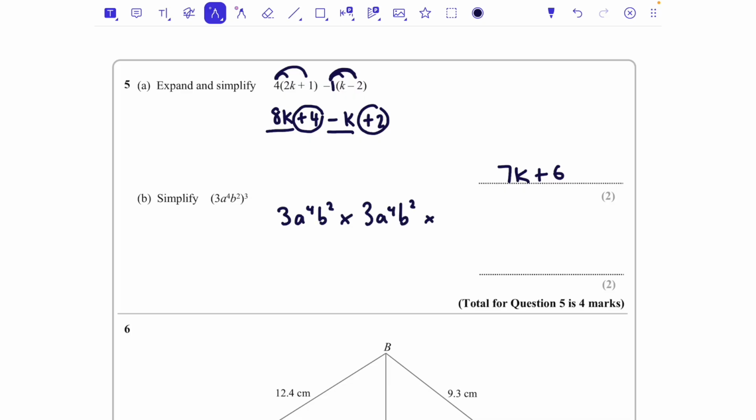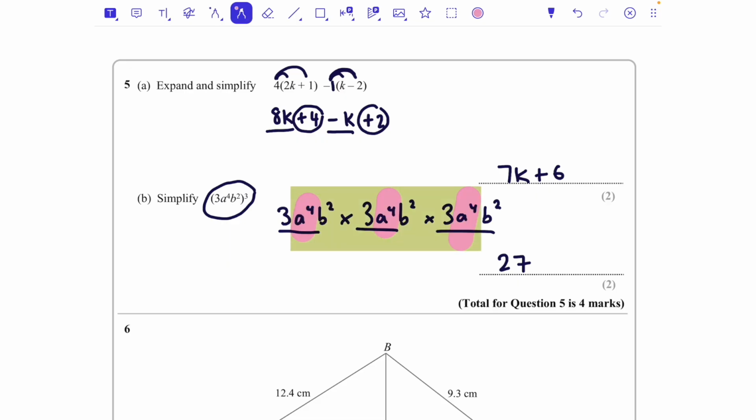For part B, we're simplifying 3a to the power of 4b squared, all cubed. We are cubing it, so we're timesing it by itself and then by itself again. Now the 3 times the 3 times the 3, that makes 27. So that 3 is being cubed, as you would expect. Now with the other values, you can either say a power of a power, we times the powers together, or you can look at the fact we've got a to the power of 4, a to the power of 4, a to the power of 4, and we can add those powers together. Either way, we get a to the power of 12 and b to the power of 6 there.